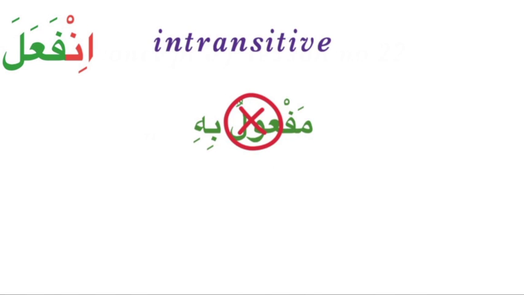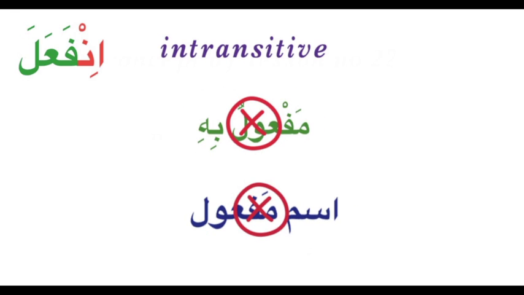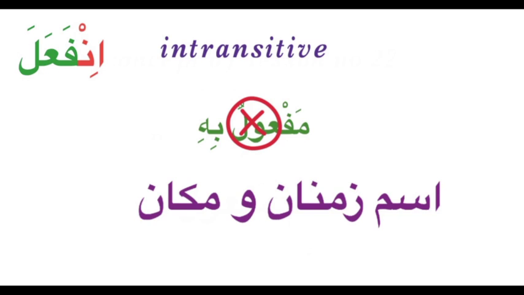First thing we need to know is that it is intransitive. So what does intransitive mean? That it does not have maf'ulun bihi. So if there is no maf'ulun bihi, we know that it cannot have an ism maf'ul. But we still use the ism maf'ul form to mention the ism zaman or ism makan, because they will be on the pattern of ism maf'ul.